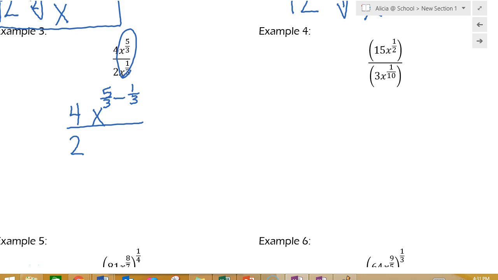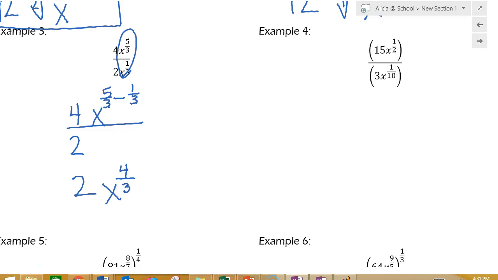So that's going to give me, well, 4 divided by 2 is 2, x, and if I have 5/3 minus 1/3, they already have like denominators. So I just have to subtract the top. So 5 minus 1 is 4, and my denominator is 3.